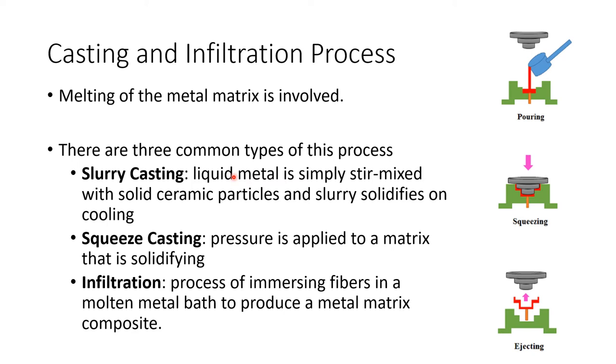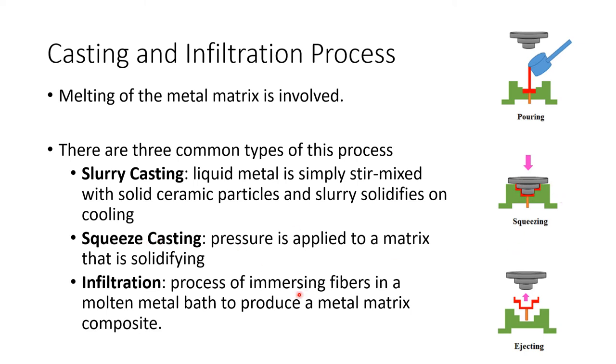Casting and infiltration process. Casting, when you think about it, you always melt the matrix. So melting of your metal matrix is involved. So there are three common types of this process. One is slurry casting. The liquid metal is mixed with solid ceramic particles, and then the slurry solidifies on cooling.